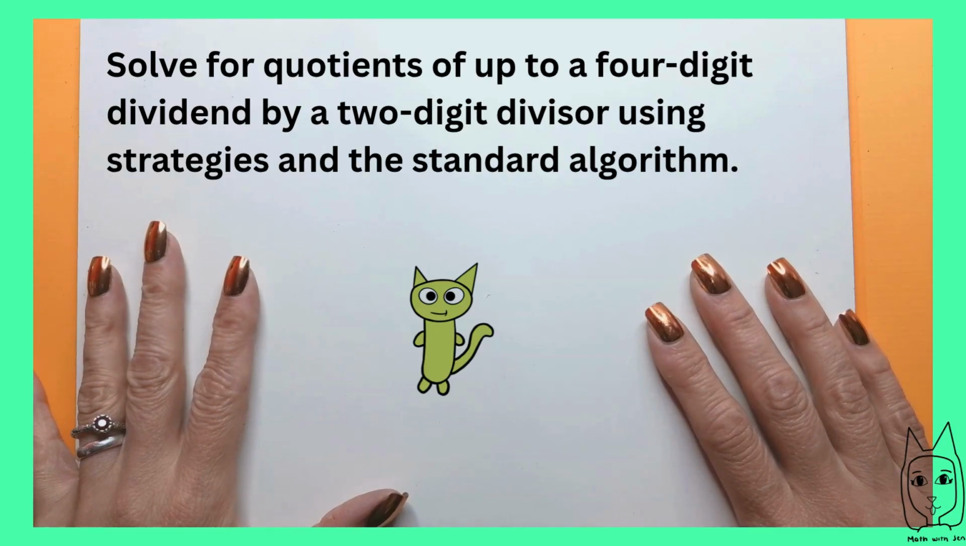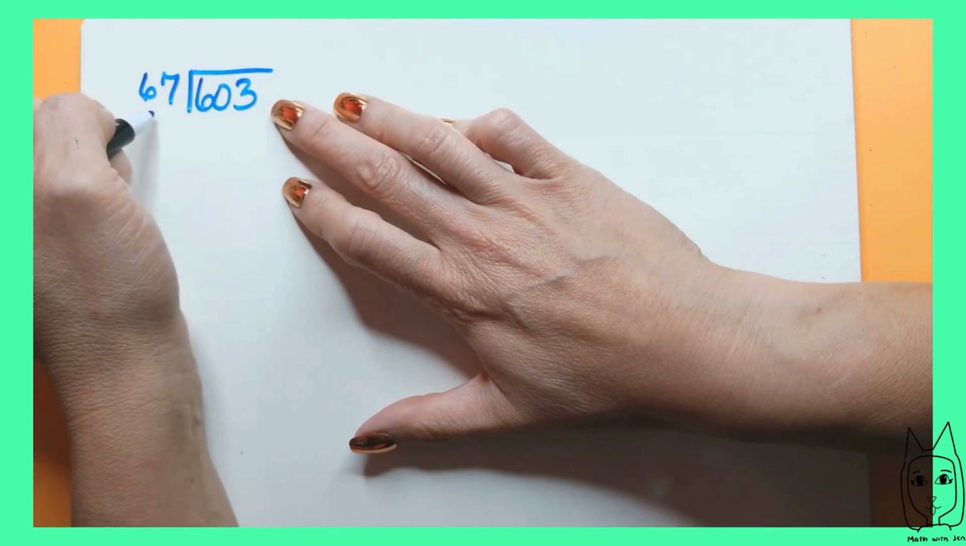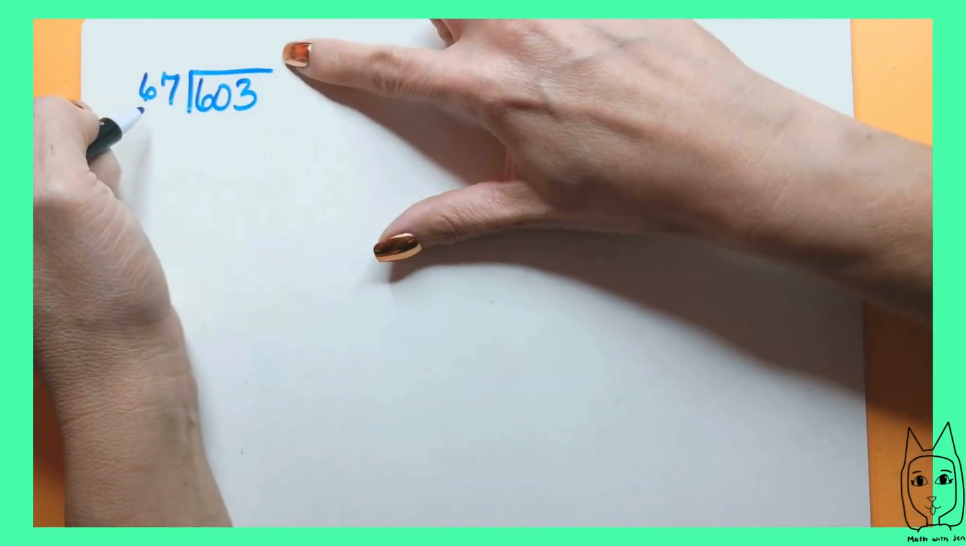In this video, we are going to solve for quotients of up to a 4-digit dividend by a 2-digit divisor using strategies and the standard algorithm. So let's get started. We are going to do 4 examples together. You're going to start with a 3-digit dividend, and we're dividing it by our 2-digit divisor to get our quotient.